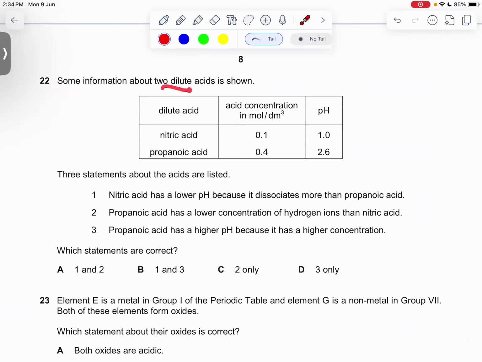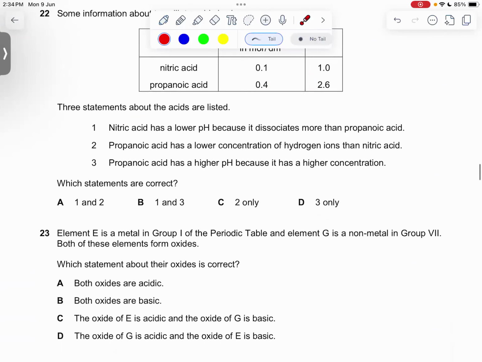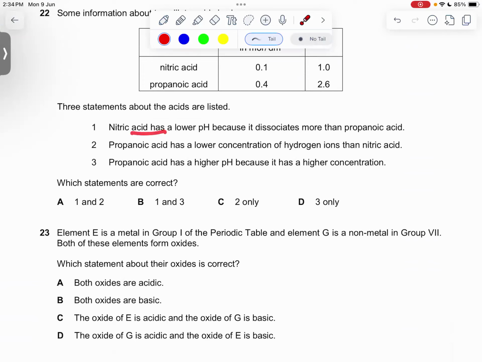Question number 22. Some information about two dilute acids is shown. The dilute acids are nitric acid and propanoic acid. The acid concentration is the same, but the pH is different, even though this one has a higher concentration. Three statements about the acids are listed. Nitric acid has a lower pH because it dissociates more than propanoic acid. This statement is 110% correct.